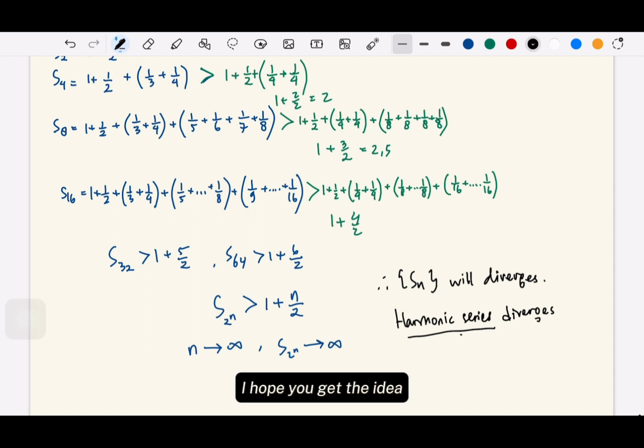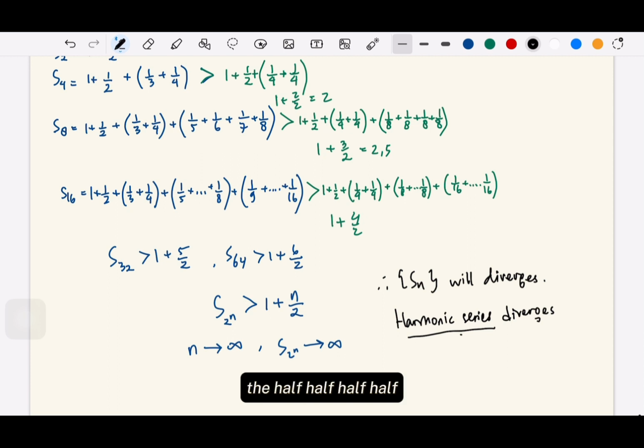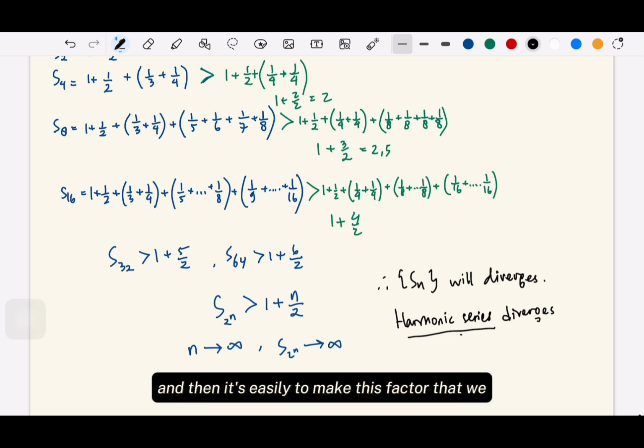I hope you get the idea of these observations. This is just as some comparable. So we take the S2, S4, S8, S16. Why do we need those numbers, specifically 2, 4, 8? Because it is easy to compound and make it into the half. So 1 over 8, and half. And then it's easy to make this pattern.